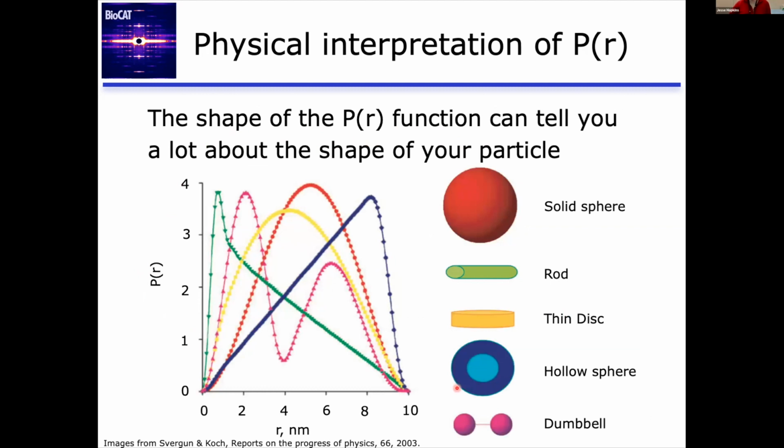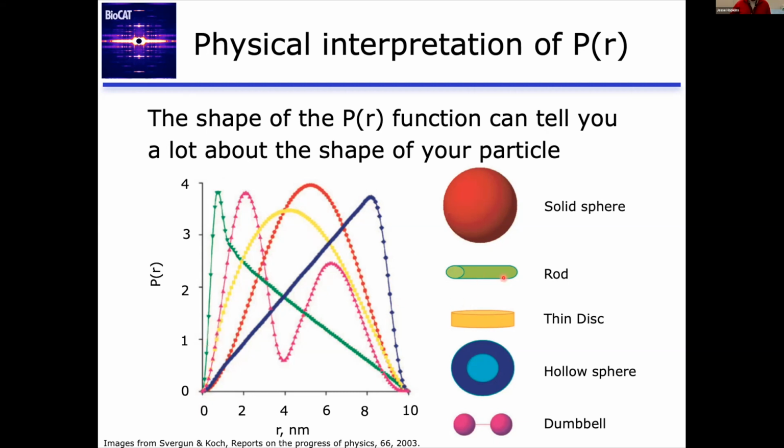The way that we usually start interpreting it is in terms of geometric shapes. This will give you an idea of what's going on. What I have here is a set of lines corresponding to the P of R function for geometric shapes with the same maximum dimension of 100 angstroms. And so a solid sphere is represented by this red line here. It comes up, it comes back down. It's quite symmetric and almost Gaussian in shape. So this would be what a globular protein would mostly look like.